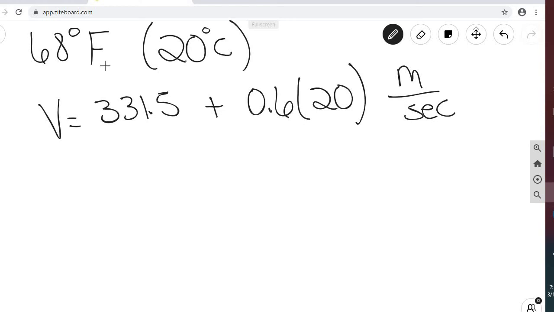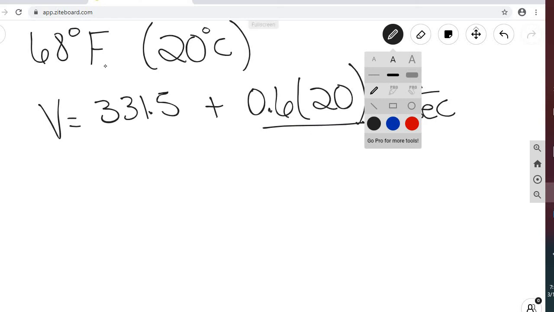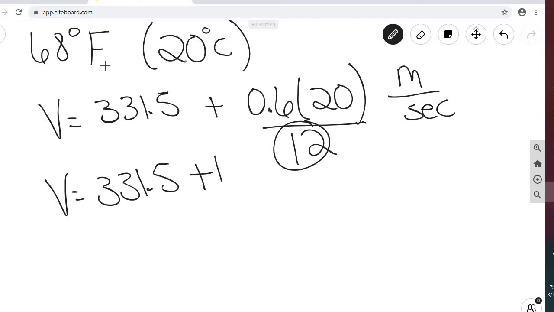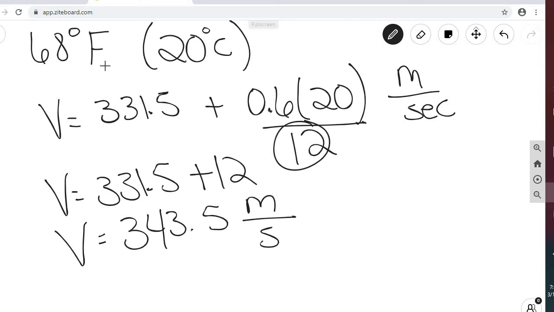So remember, we always do multiplication before we do addition or subtraction. So 0.6 times 20 is 12. Okay, so then it's going to be 331.5 plus 12. So the velocity is 343.5, and the units are meters per second.